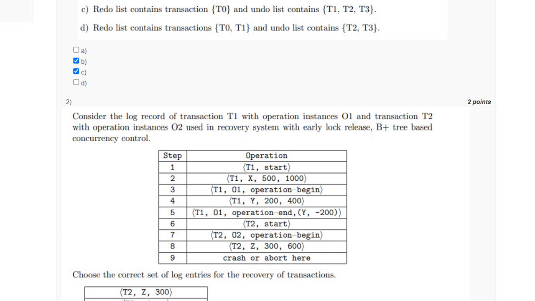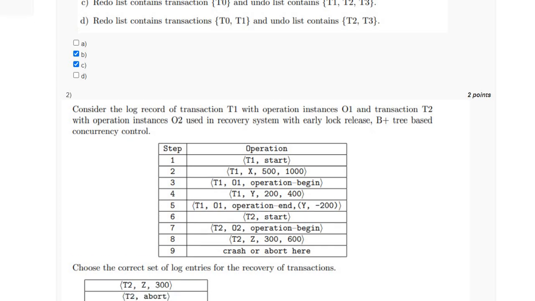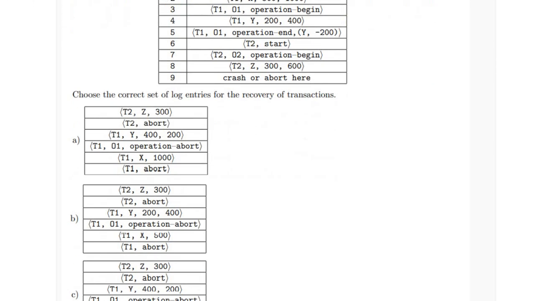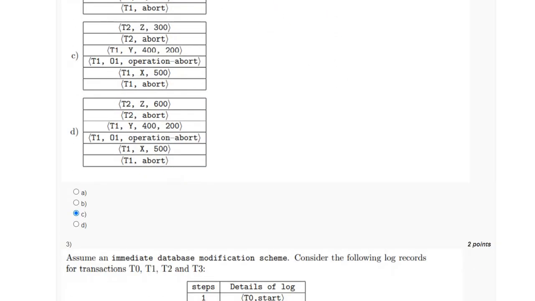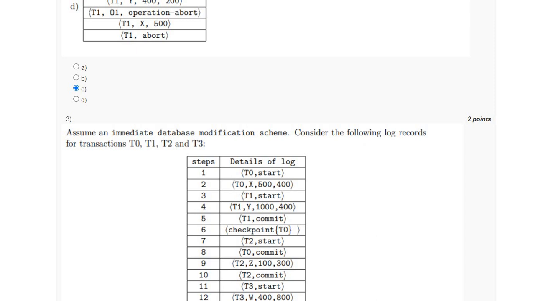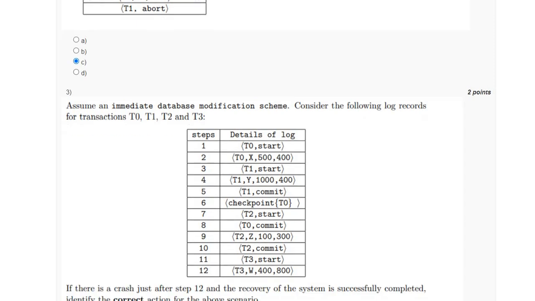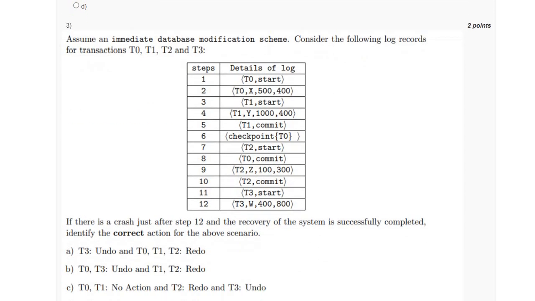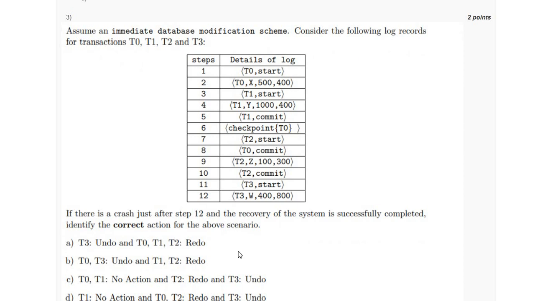For the second question, the following log record is given and we have to identify the correct set of the log entries for the recovery of transaction. For this, the answer is option C. For the third question, assuming immediate database modification scheme, we have to identify the correct action for the above scenario.